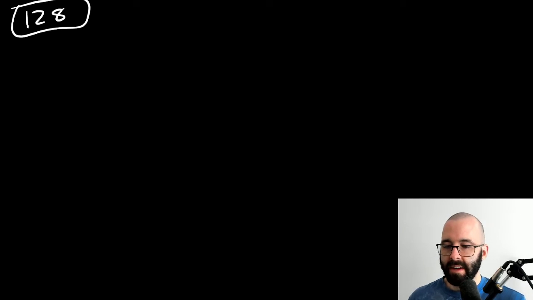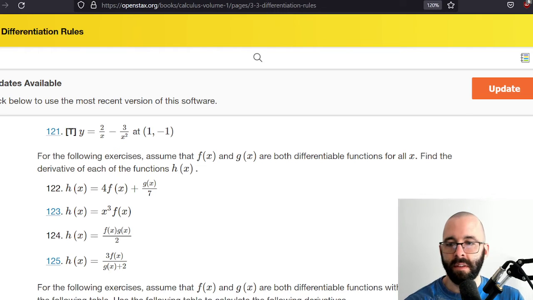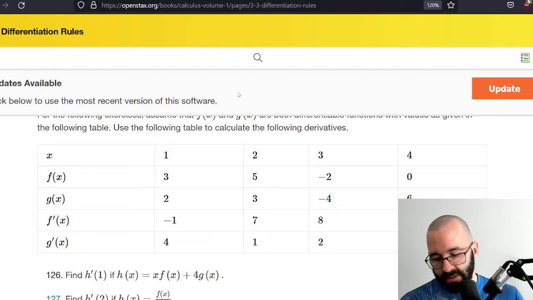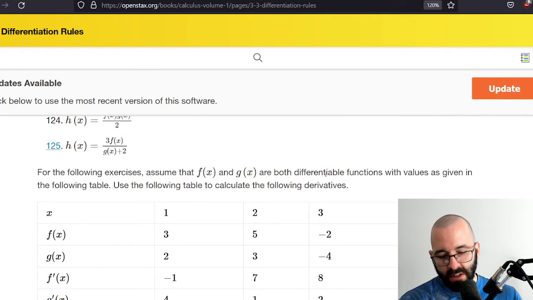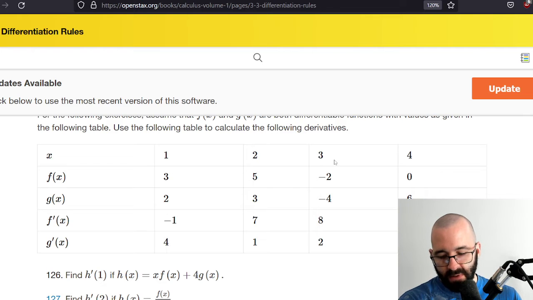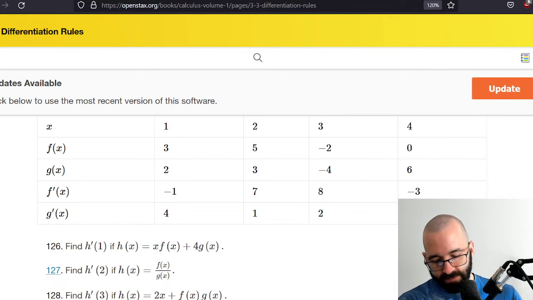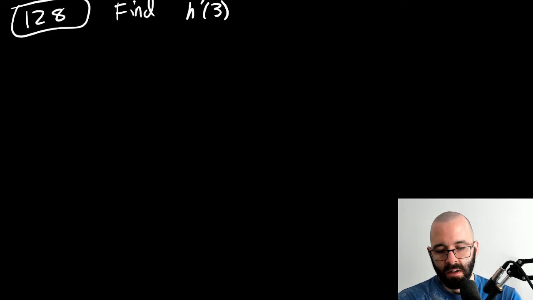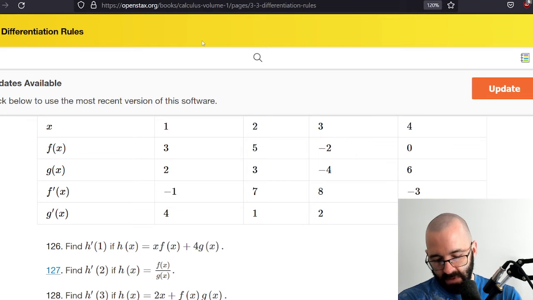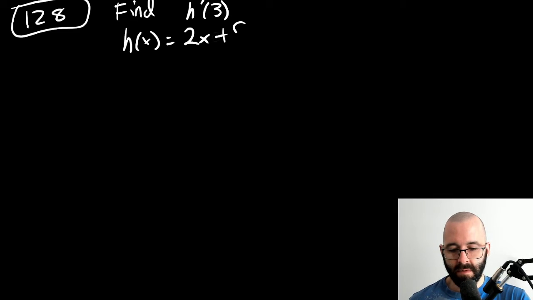Let's do 128 next. Similar idea, if I remember right. Assume f and g are both differentiable functions and they have the following values. Find h prime of 3 if h of x is 2x plus f times g. So h of x, 2x plus f times g.